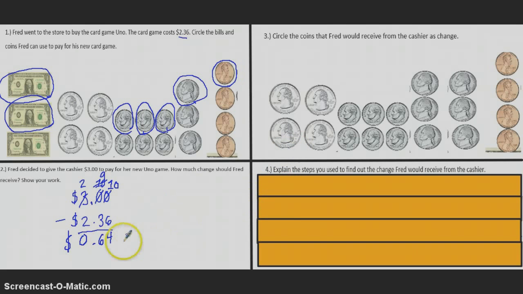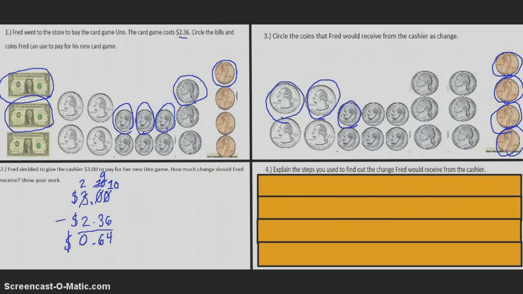I'm going to take that value and move on to the third part of the word problem that says circle the coins that Fred would receive from the cashier as change. I know the change is 64 cents, so I'm going to circle 2 quarters, 1 dime, and 4 pennies. Once again, I'm going to go back and double check that I have 64 cents circled.